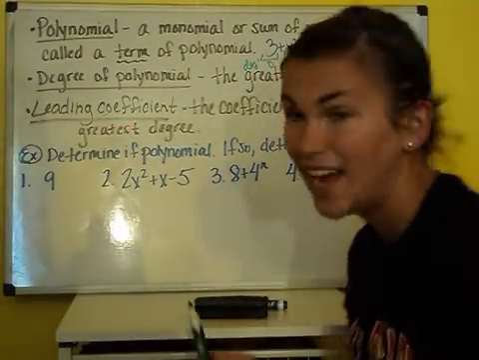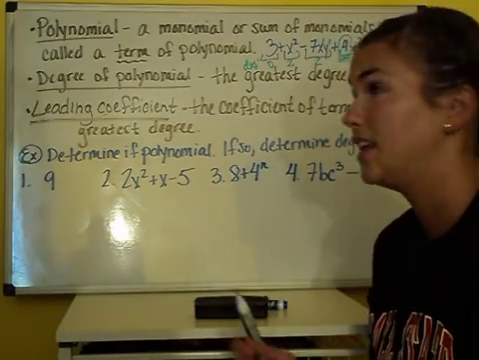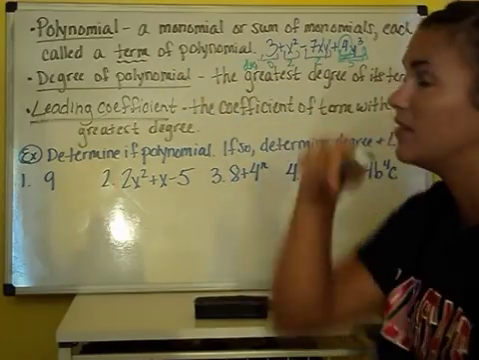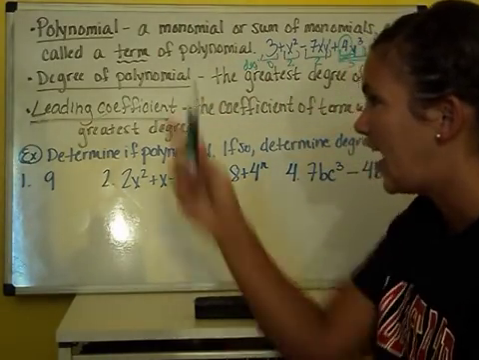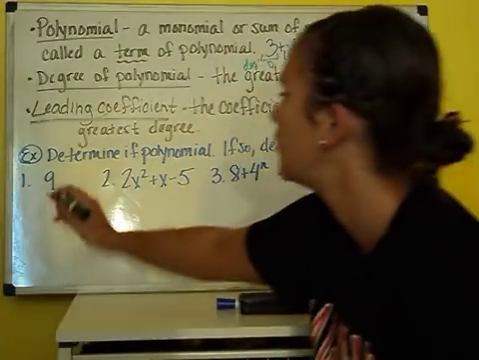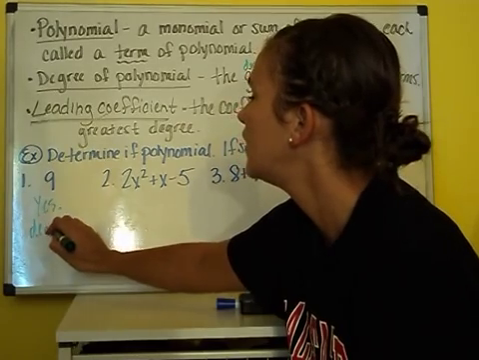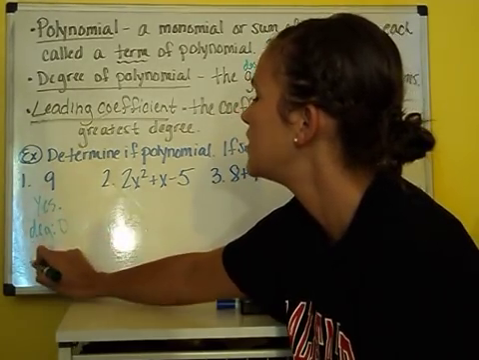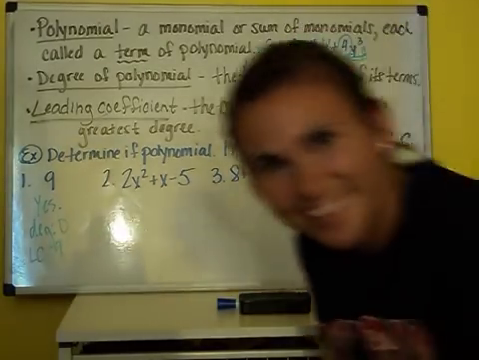Alright, so 9. Is 9 a polynomial? Yes, it is a monomial. It's not a sum of them, it's a monomial, which is also a polynomial, and it has degree 0. So yes, this is a polynomial. The degree is 0, which means the leading coefficient would have to be 9.